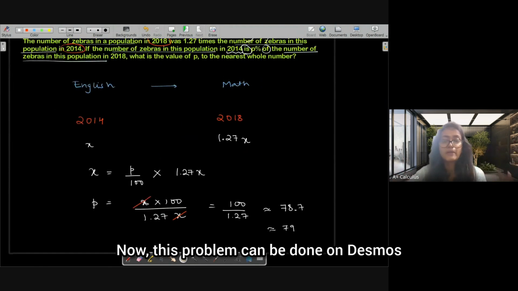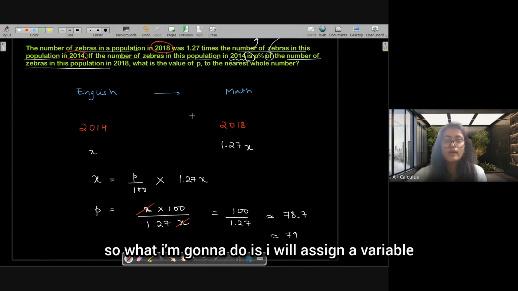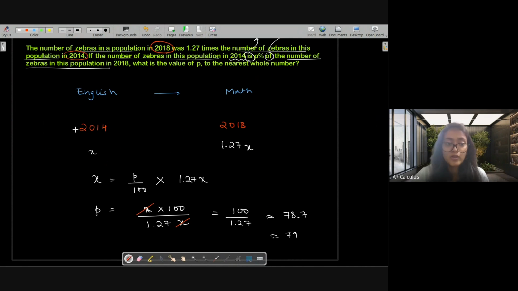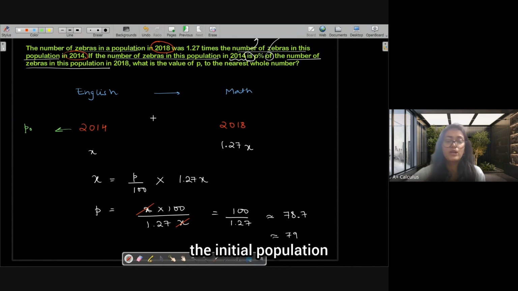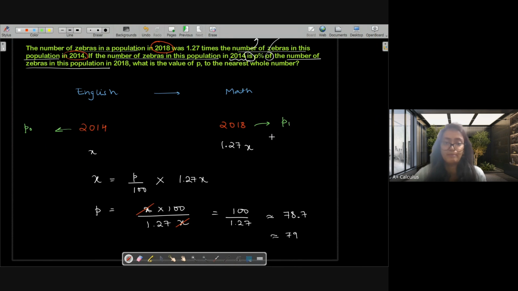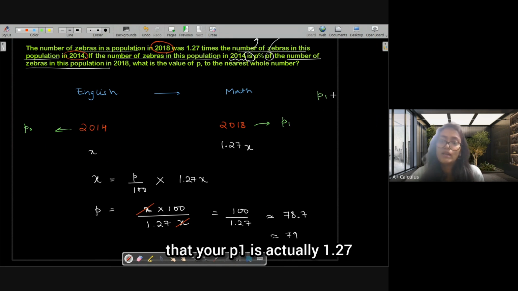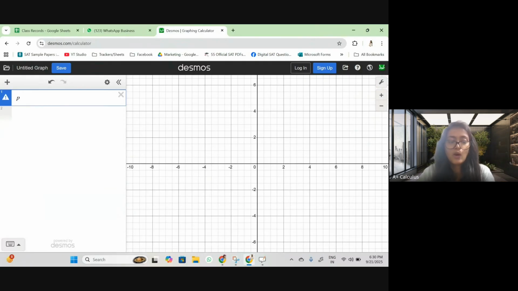Now, this problem can be done on DESMOS, and you will end up saving so much time. I will assign a variable to the population of 2014. For 2014, I will assign the variable P0, which represents the initial population, and for 2018, I will represent the population by P1. You know that P1 is actually 1.27 times P0, so the first equation that we'll type on DESMOS is exactly that: P1 is equal to 1.27 times P0.